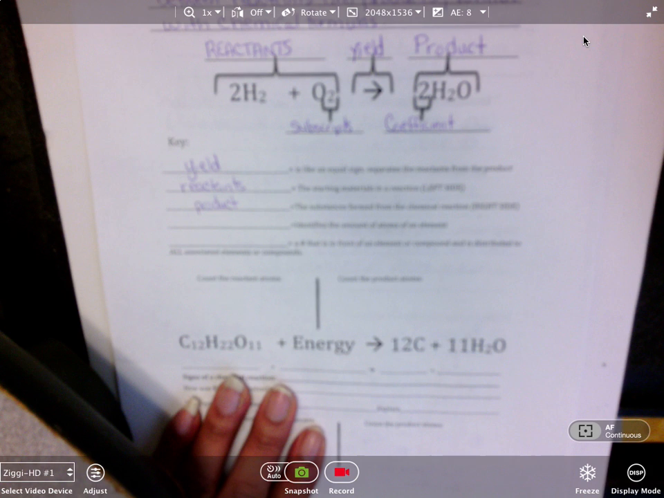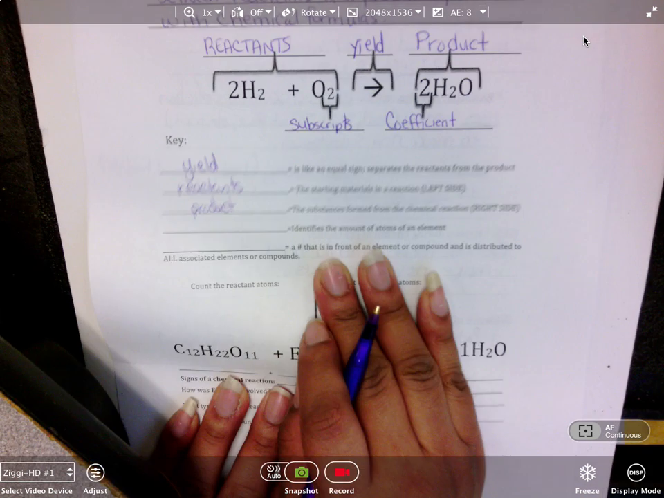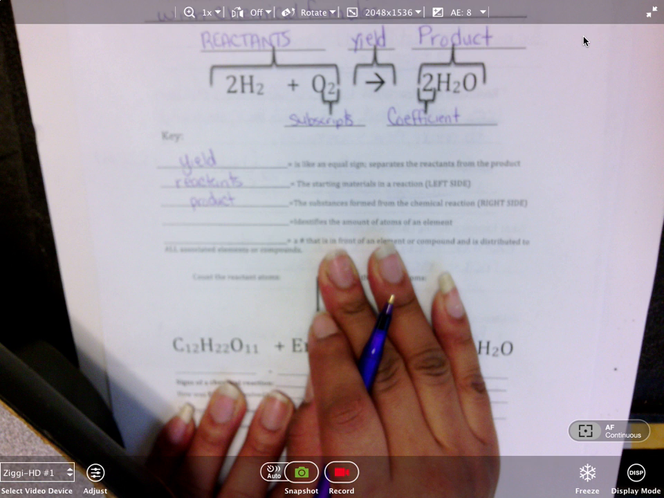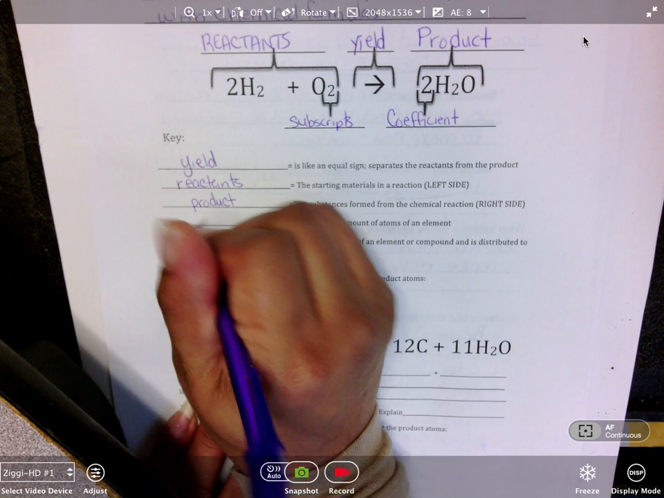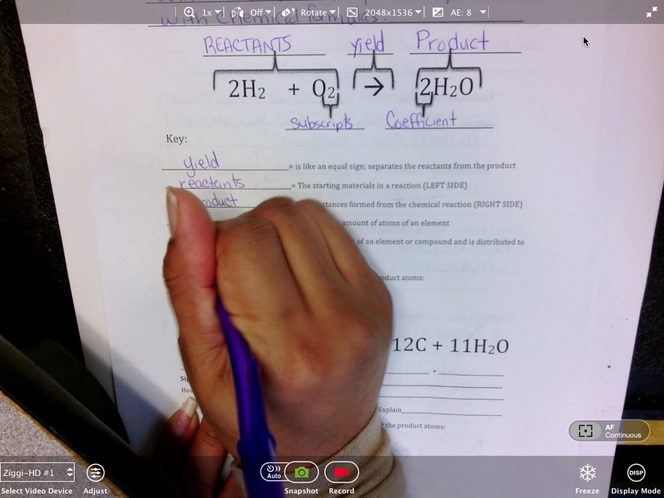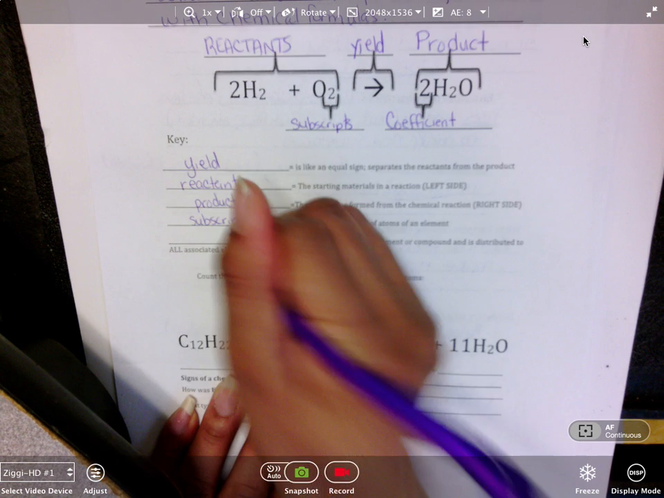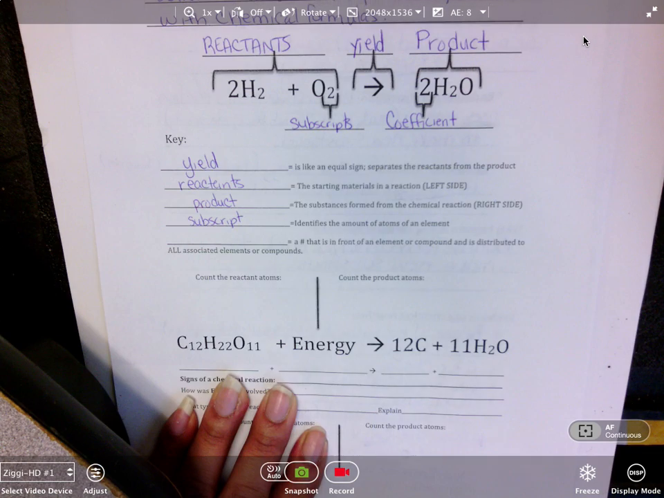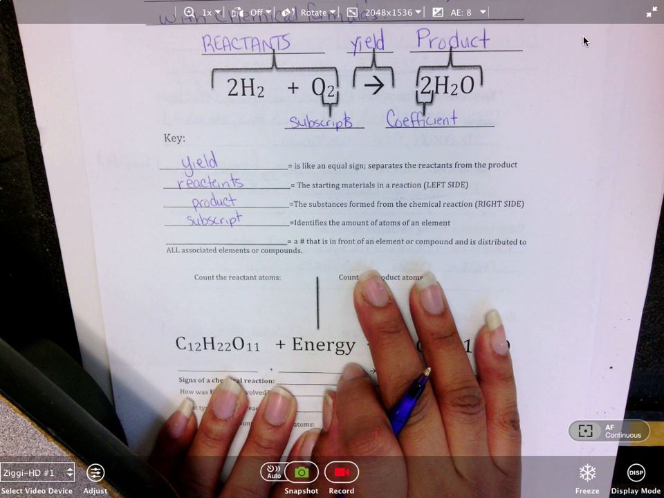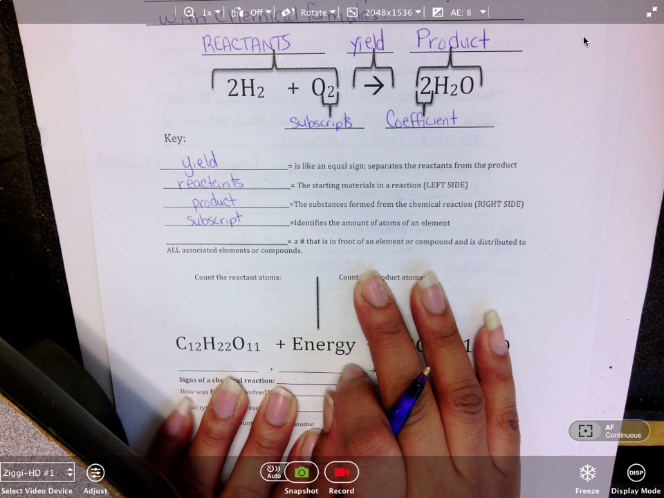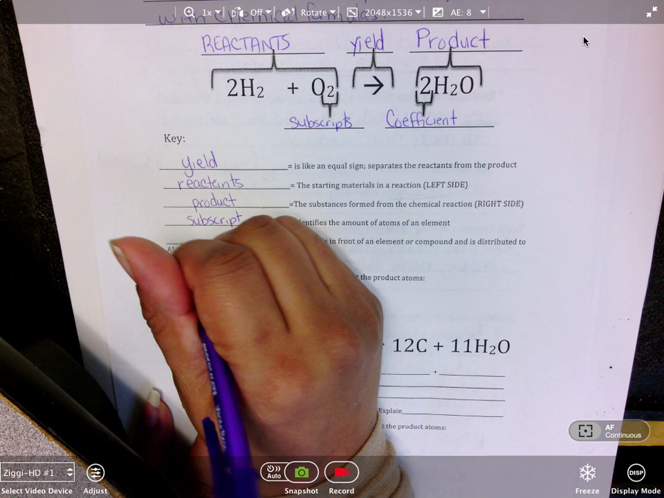The next part of the equation is the part that identifies the amount of atoms of an element. Eddie, this is your subscript. And the last part of the equation is a number that is in front of an element or compound and is distributed to all associated elements or compounds. Jamil, your coefficient.